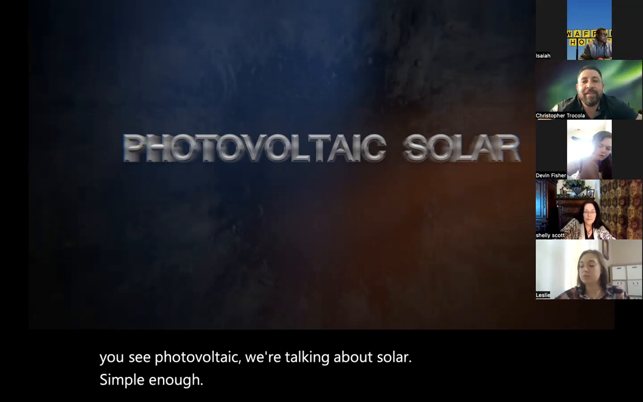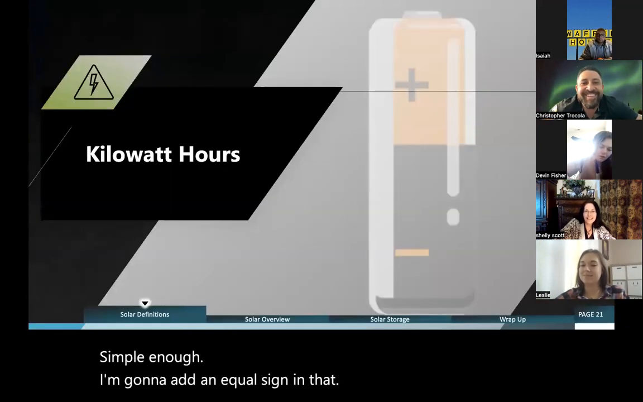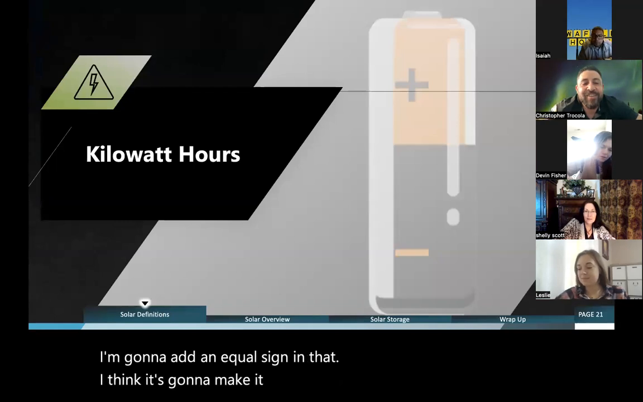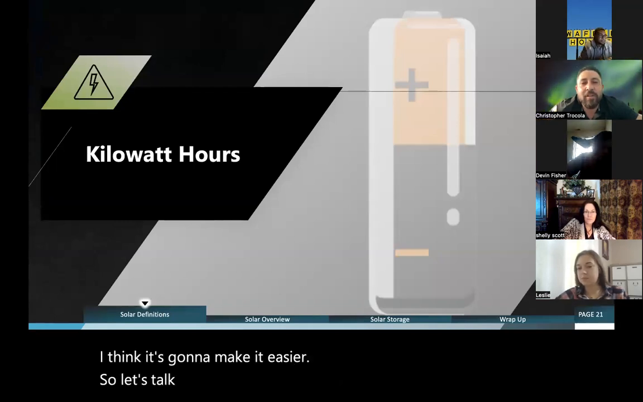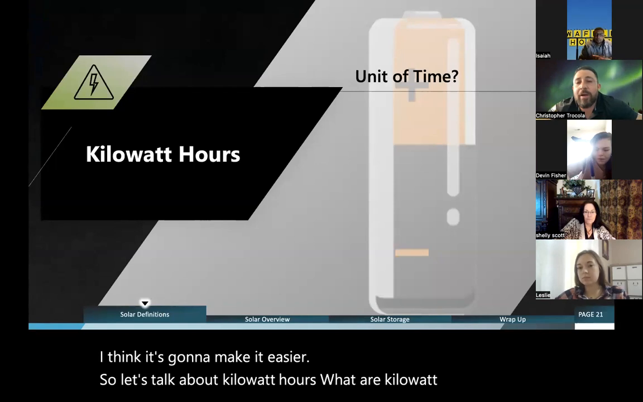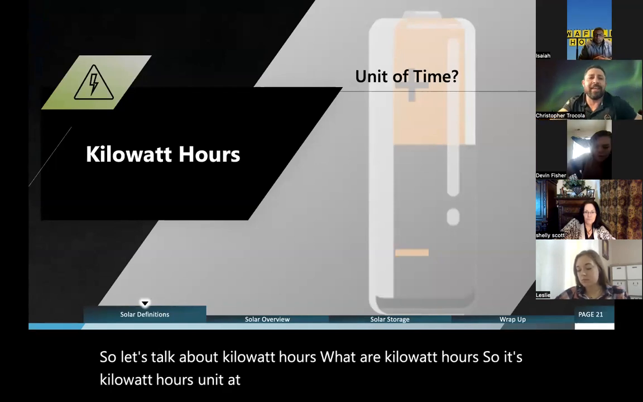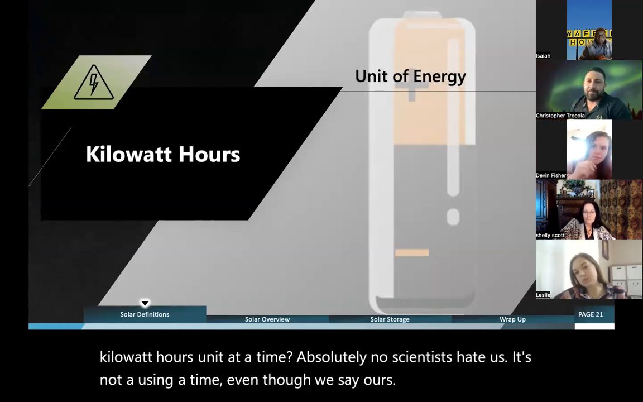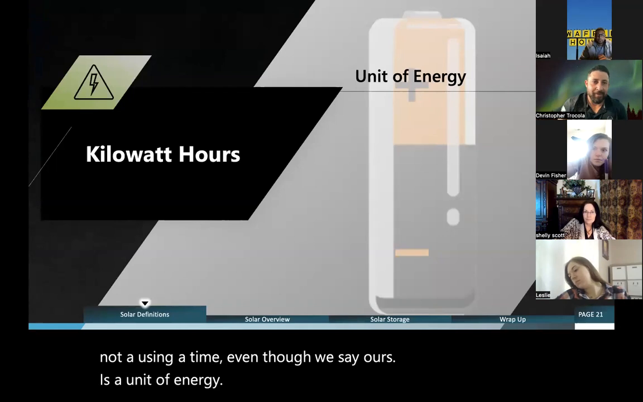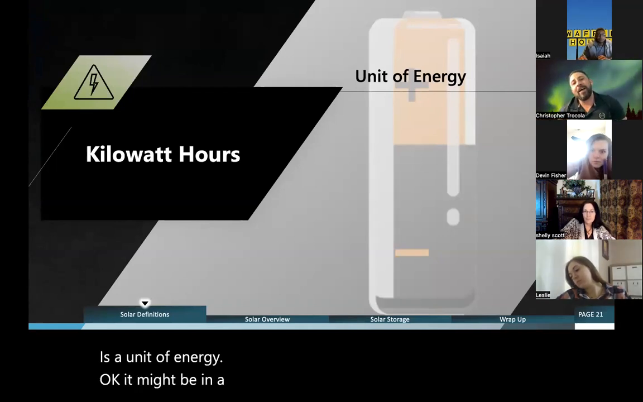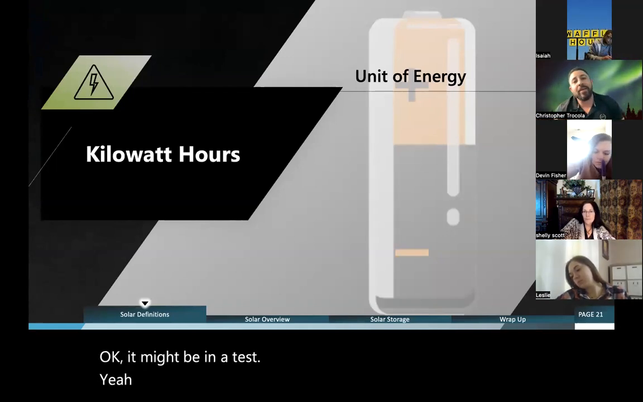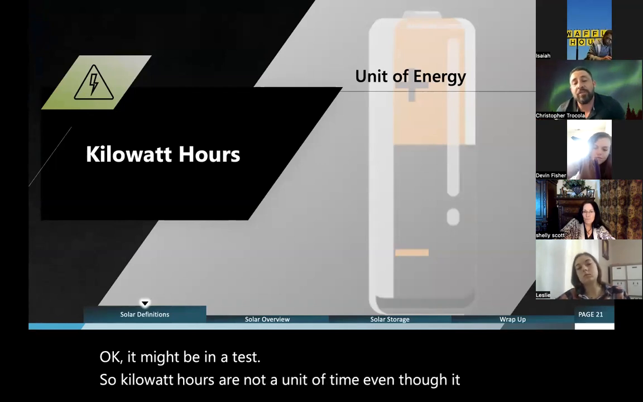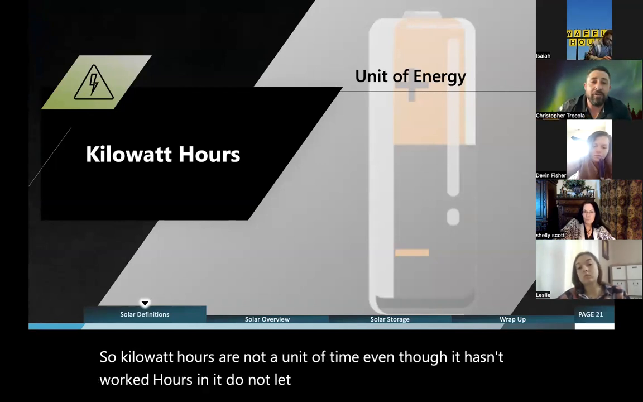I'm going to add an equal sign in that. I think it's going to make it easier. So let's talk about kilowatt hours. What are kilowatt hours? Is kilowatt hours a unit of time? Absolutely not, scientists hate us. It's not a unit of time, even though we say hours. It's a unit of energy. Might be on a test. So kilowatt hours are not a unit of time, even though it has the word hours in it. Do not let it confuse you. It is a unit of energy.